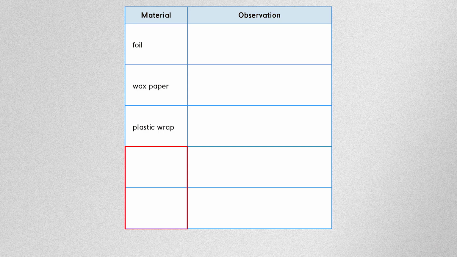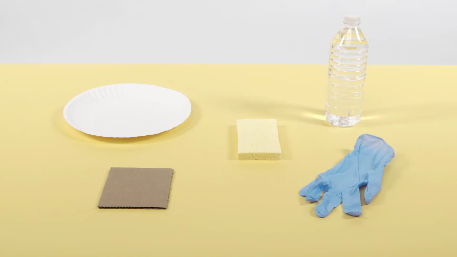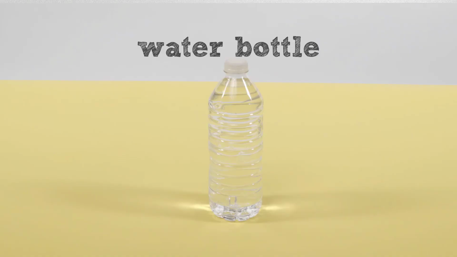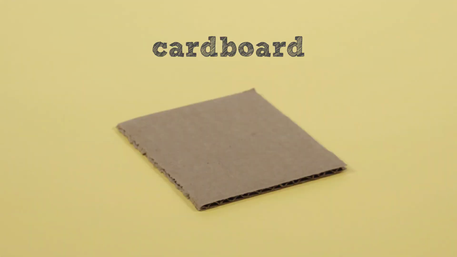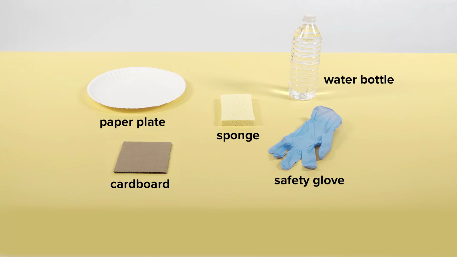You've probably noticed that there are 2 empty rows in your data table. You'll be able to fill these areas in shortly. You are going to observe how light interacts with 5 more objects. These are a water bottle, a paper plate, a safety glove, a sponge, and a piece of cardboard. Choose 2 of these objects and write the names in your data table. When ready, select Continue.